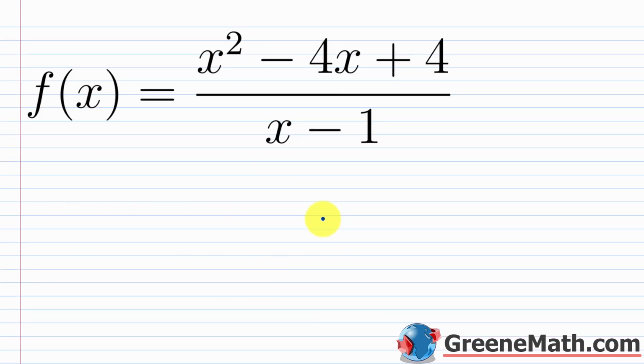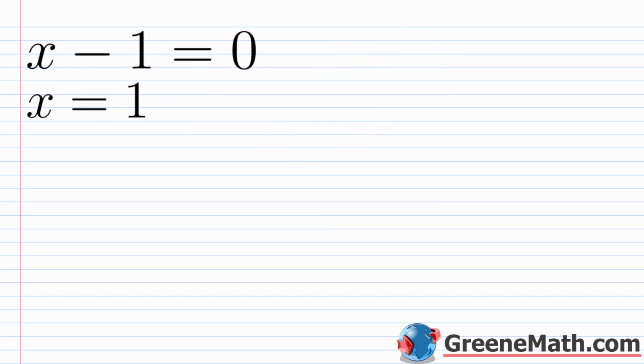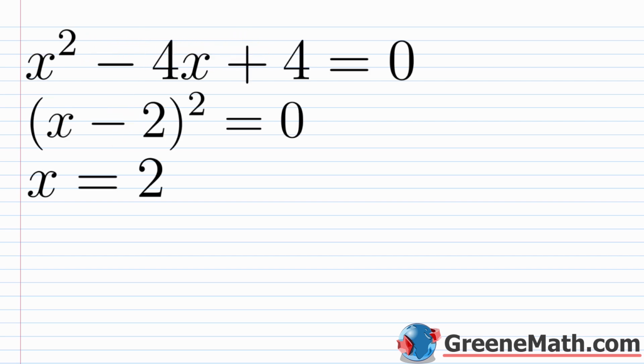All right, let's look at the next one. So here we have f of x equals x squared minus 4x plus 4 over x minus 1. So again, take the denominator, which is x minus 1, set it equal to 0, and solve. So you get x equals 1. That's your vertical asymptote. Take your numerator and set that equal to 0. We're doing that to get the x-intercept.